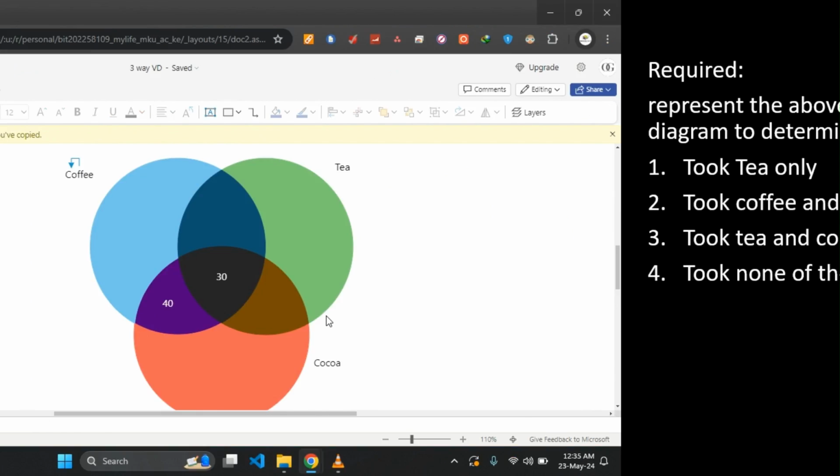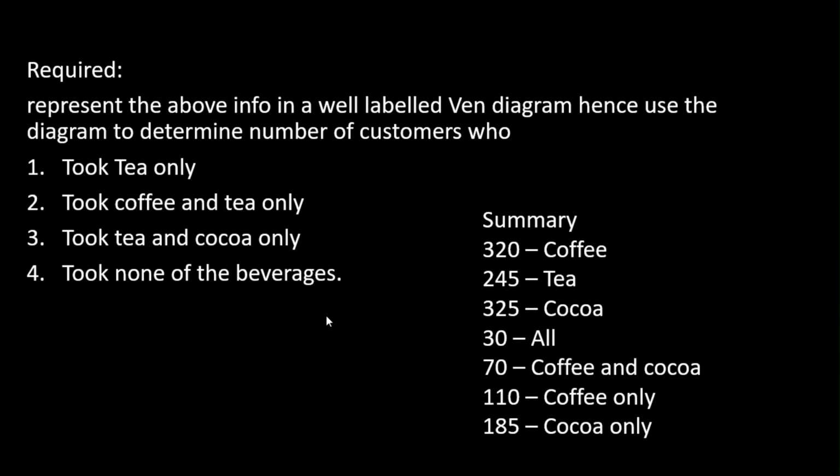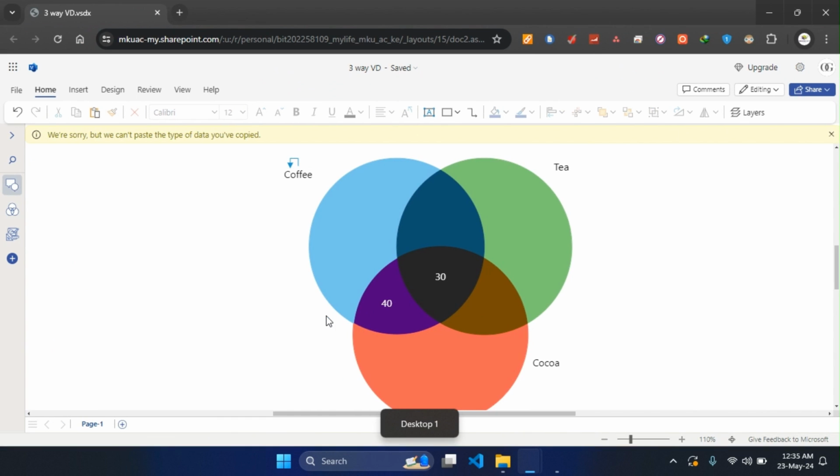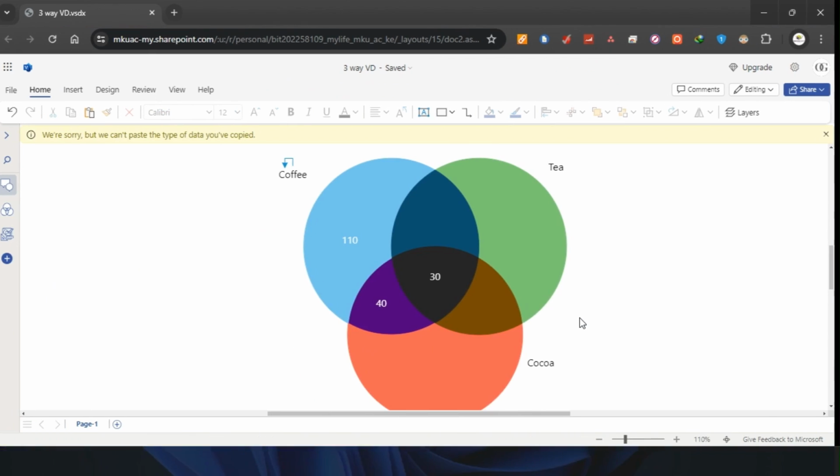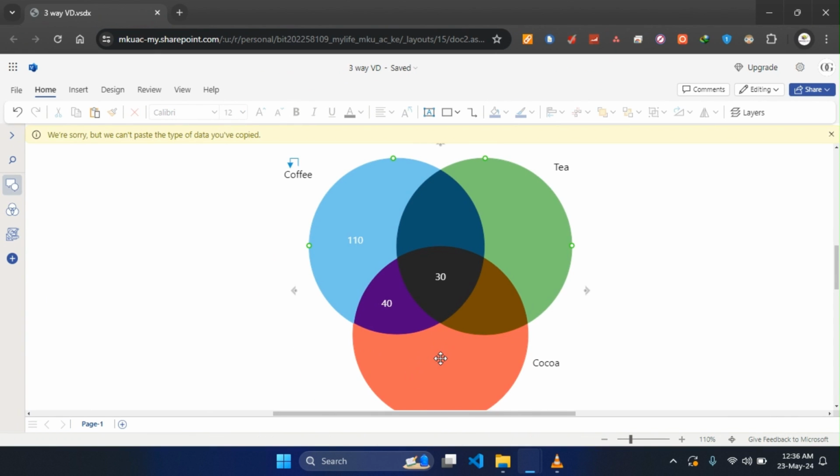Then after that, let's get back to our summary again. Coffee, we had 110 people taking coffee only. Yeah, so that is easy. 110 people taking coffee only. We are getting close. 110 according to our summary. Then next, according to our summary, we also have 185 people who took cocoa only. So this is getting easier. 185 who took cocoa only.